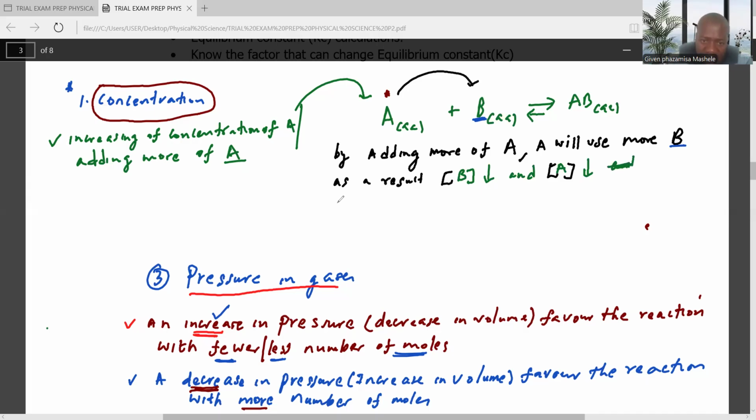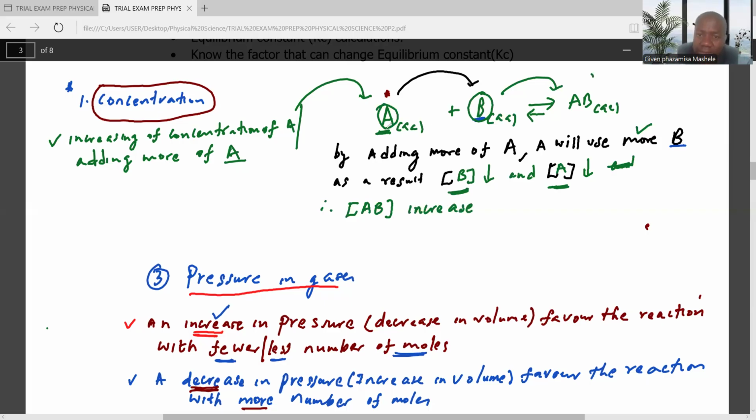Which means that because we are taking this, reacting with this in order to form this. If we have added more of A, it will use more of the B. And once it uses more of the B, B will decrease in terms of concentration. And as a result, even that A that we have added will end up decreasing. But it will form more of the AB. So as a result, the concentration of AB will increase.